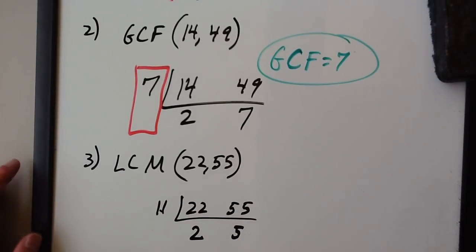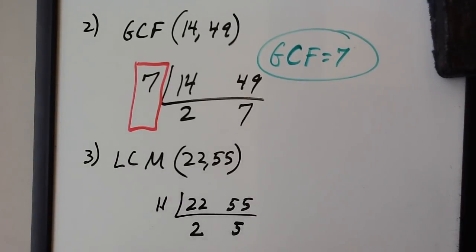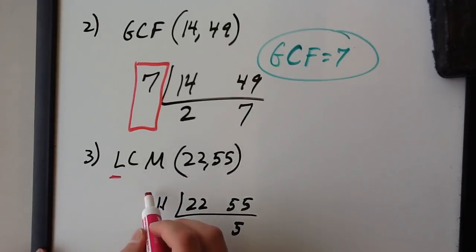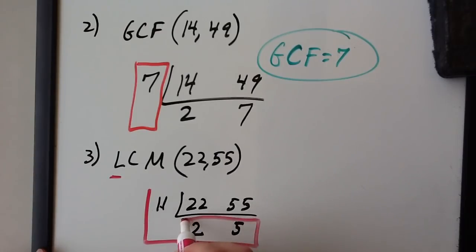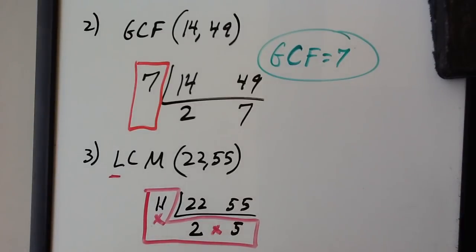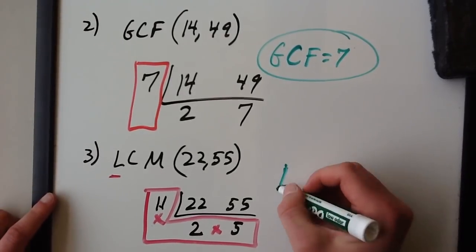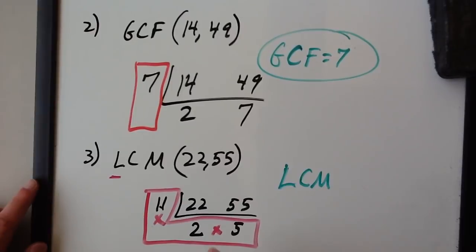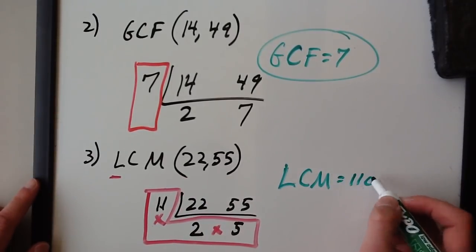Do 2 and 5 have a common factor? No, they don't. Okay, so I can't make an additional branch. So if I look for the LCM, I make an L. I go down and to the right. So these numbers multiplied, 11 times 2 times 5, that's going to give me the LCM, the least common multiple between 22 and 55. Well, I know that 5 times 2 is 10, and 10 times 11 would be 110. Okay, so the LCM, the least common multiple of these two numbers, would be 110.